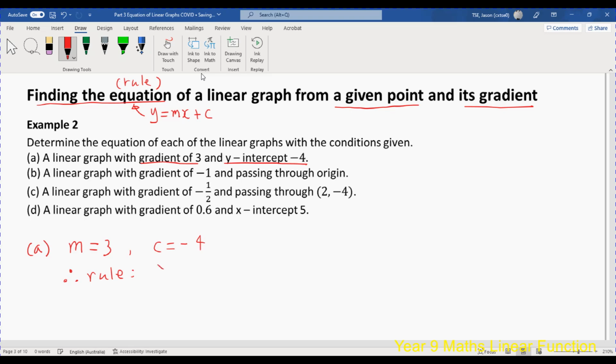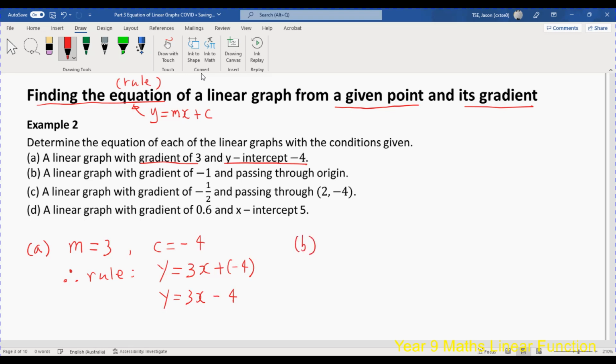So the rule is just y equals 3x plus -4. Some of you might write plus -4, but then you should simplify it into y equals 3x minus 4.